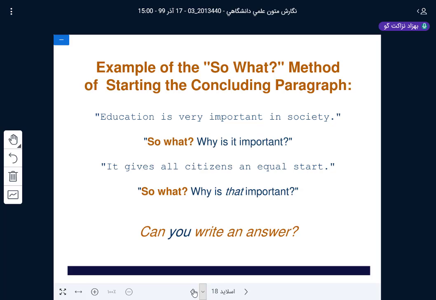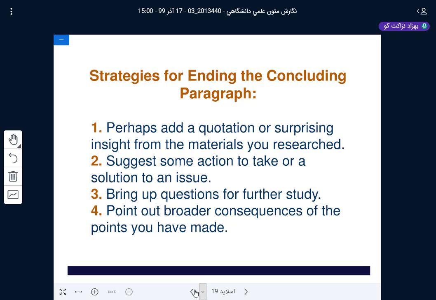Okay, so what? Why is it important? The answer to this, so what, can help me to write my concluding paragraph and elaborate. It gives all citizens an equal start. Again, so what? Why is it important? Can you write an answer? It gives all students an equal start. So what? So if you just answer these questions, you can end up with this. This is one method of writing the concluding paragraph.